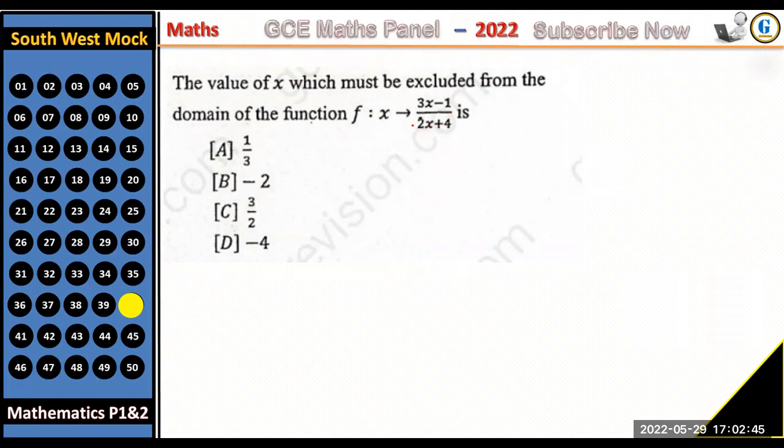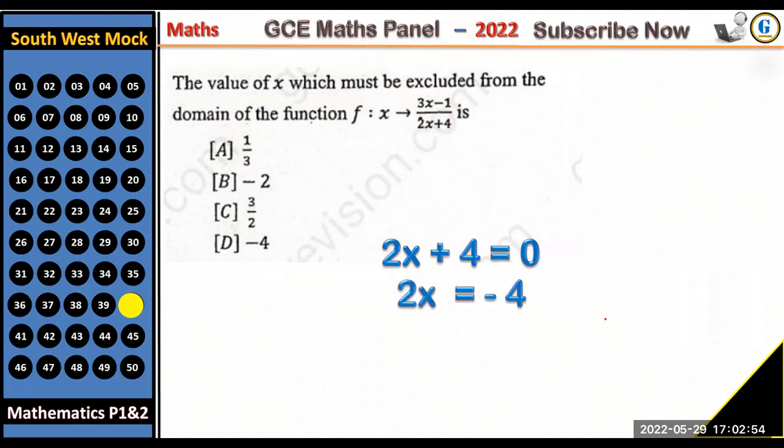So this function will not be defined when x is equal to -2, as we are going to calculate and see. We have 2x plus 4 equals 0, 2x equals -4, and x equals -2. So if x equals -2, the denominator of this function will be 0, and anything divided by 0 is not defined. So we have to exclude x equals -2 from the domain of this function.